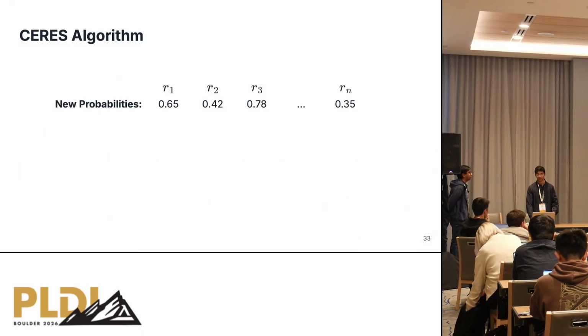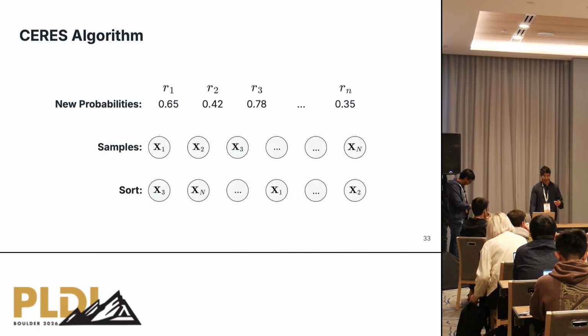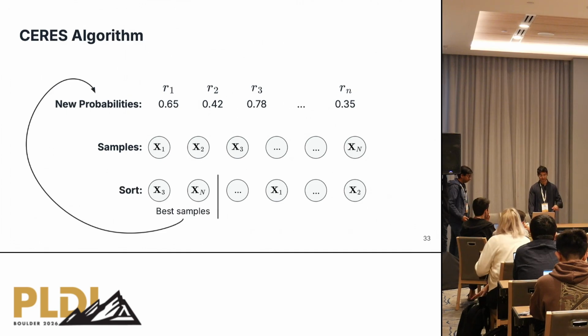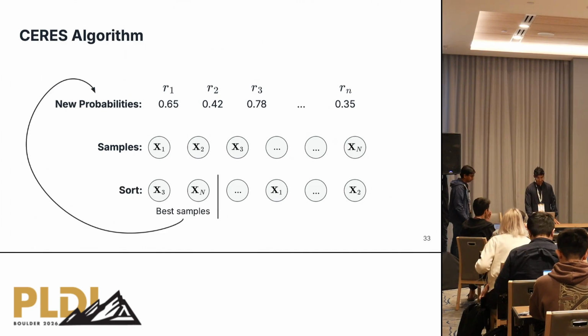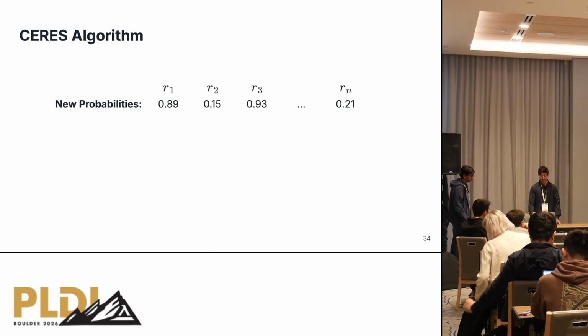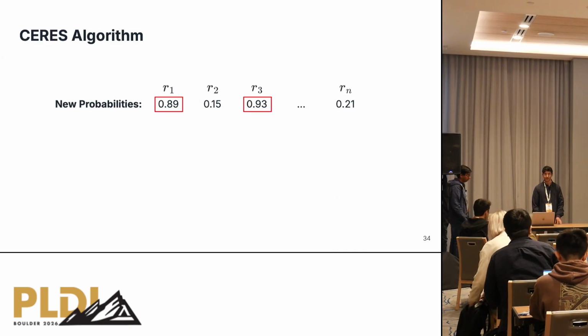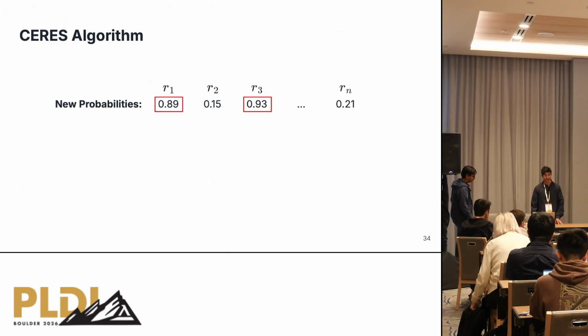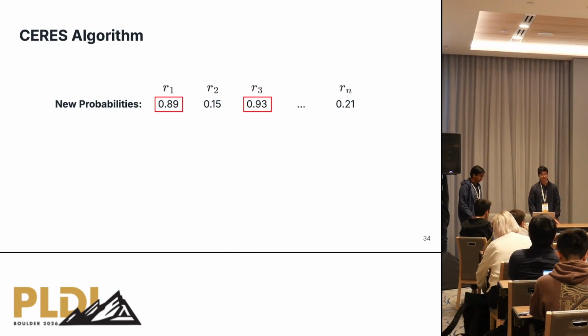So now we have a new probability distribution, and we repeat the process. We take new samples, again sort them, take the best samples, update the probabilities again. And after some iterations, we'll end up with a distribution that is clearly divided into some rewrites that have probabilities close to 1 and some with probabilities close to 0. And so the important rewrites are those rewrites which end up with high probabilities.